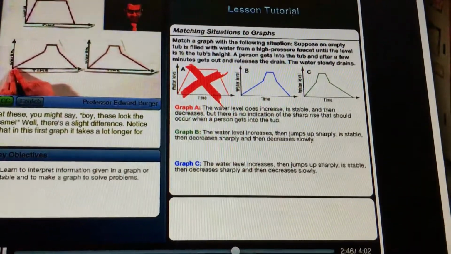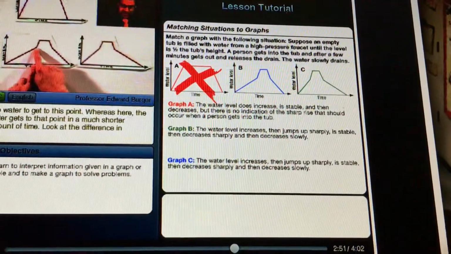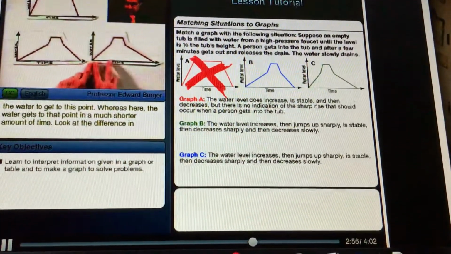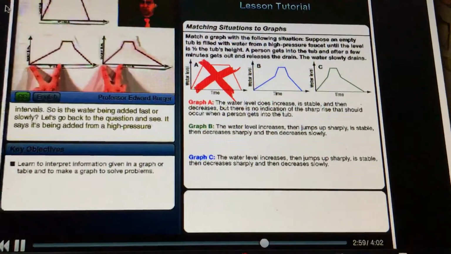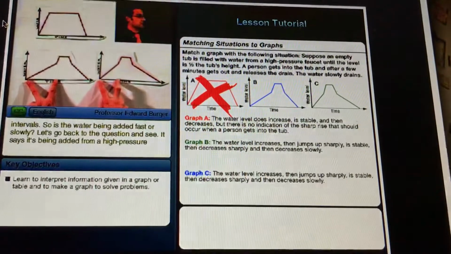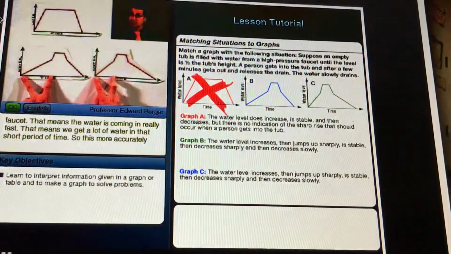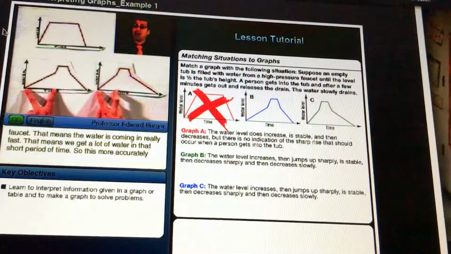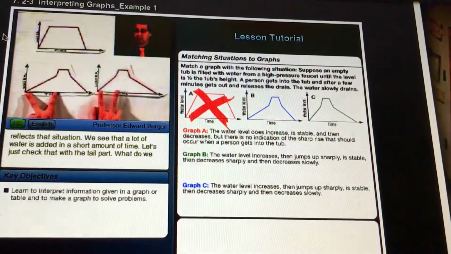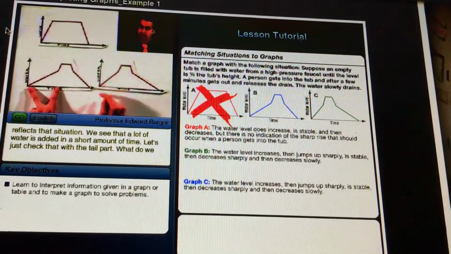Notice that in this first graph, it takes a lot longer for the water to get to this point. Whereas here, the water gets to that point in a much shorter amount of time. Look at the difference in intervals. So is the water being added fast or slow? Let's go back to the question and see. It says that it's being added from a high-pressure faucet. That means the water's coming in really fast. That means we get a lot of water in a short period of time. So this more accurately reflects that situation. We see that a lot of water is added in a little bit of time.